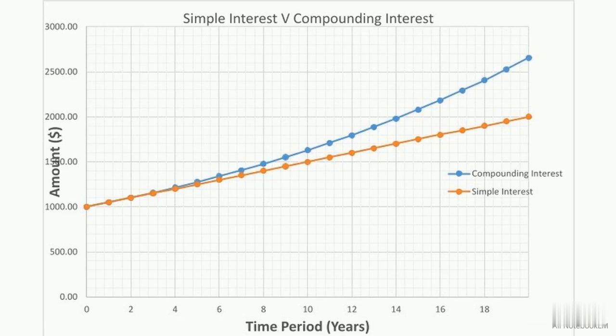This graph compares two different ways money grows. The flat orange line is simple interest, adding a fixed amount every year. The blue curve is compounding interest, which grows at an exponential rate because the total balance increases with every period.